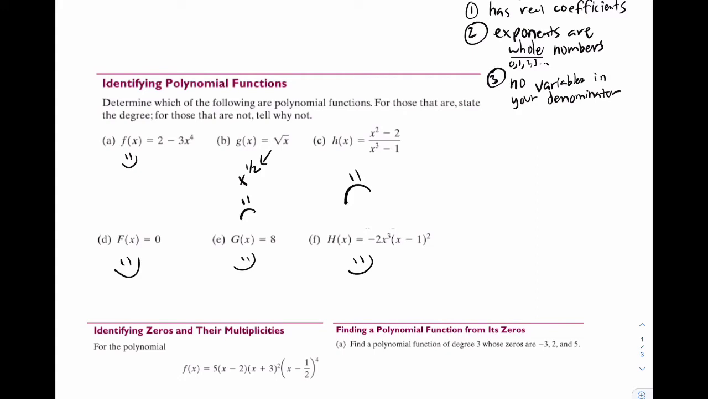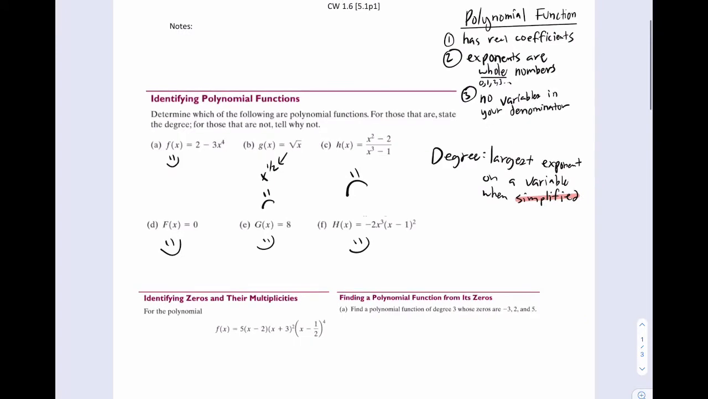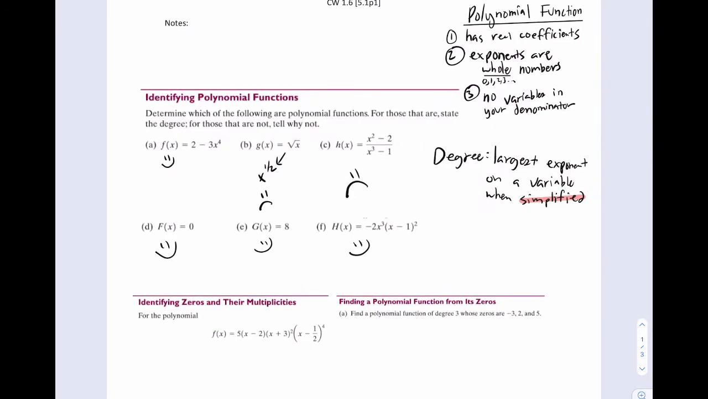So now let's do the degree. The degree is going to be the largest exponent on a variable when simplified. So simplified is going to be really important. All of you should highlight this word right there, simplified. For some of these, it's really easy. If you look at A, there is only one variable there. That's a 4. So the degree is 4.